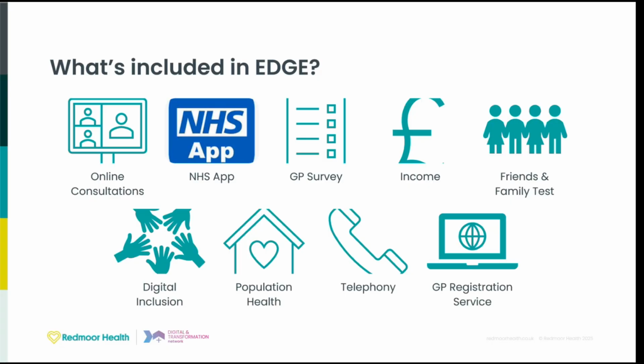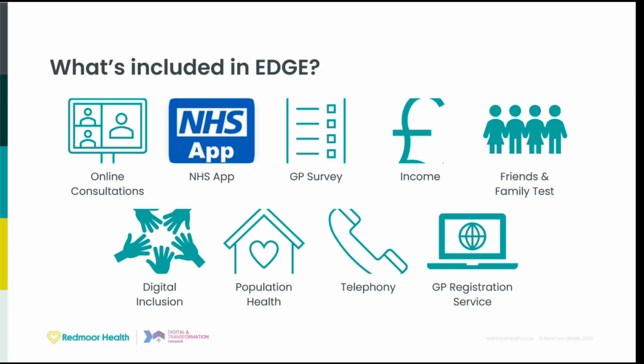So we've got some QOF and some learning disability health check information for IIF. We've got friends and family tests, whether they've been submitted and the results from those surveys. We've got digital inclusion. So we've got in there IMD scores per practice and population areas and main spoken languages. We have also got some population health data in there.